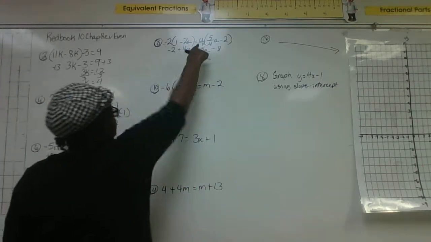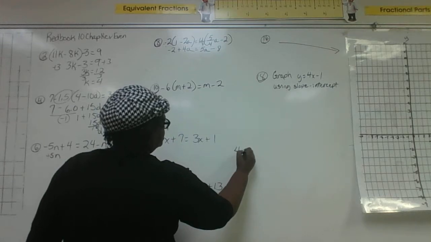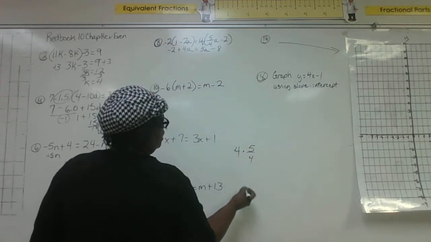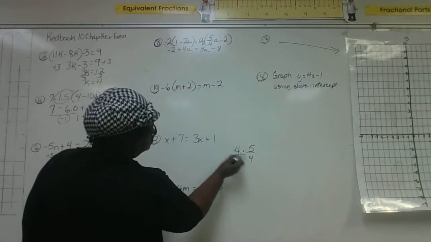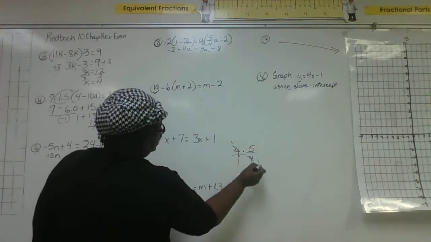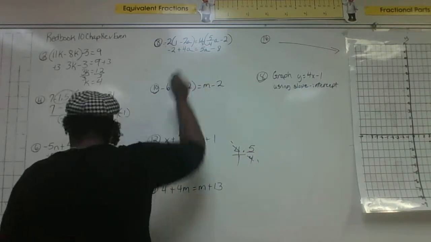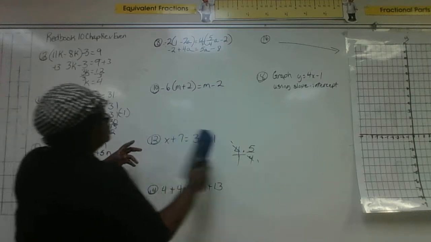So I want to show you this closer. 4 times 5 over 4. If we put this over 1, these two can cross cancel, and we're left with 5. That's what happened there, okay? Now, let's move forward.